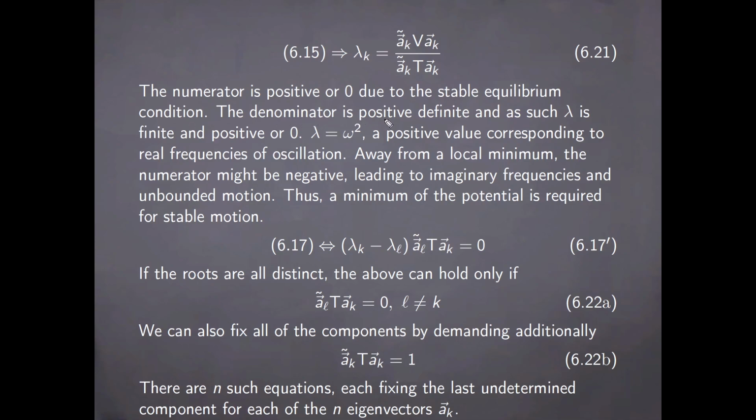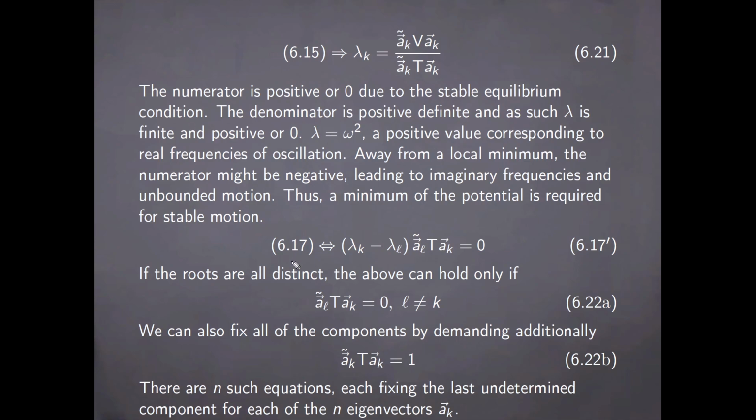The denominator itself is positive definite, and as such, lambda is either finite and positive or 0. Now, as lambda is the square root of frequency, it means that a positive value corresponds to real frequencies of oscillation. While if we are away from a local minimum, the numerator might be negative, which would lead to imaginary frequencies and unbounded motion. And this is the formal proof of the statement that a minimum of the potential is required for stable motion. So it's contained in the expression here.